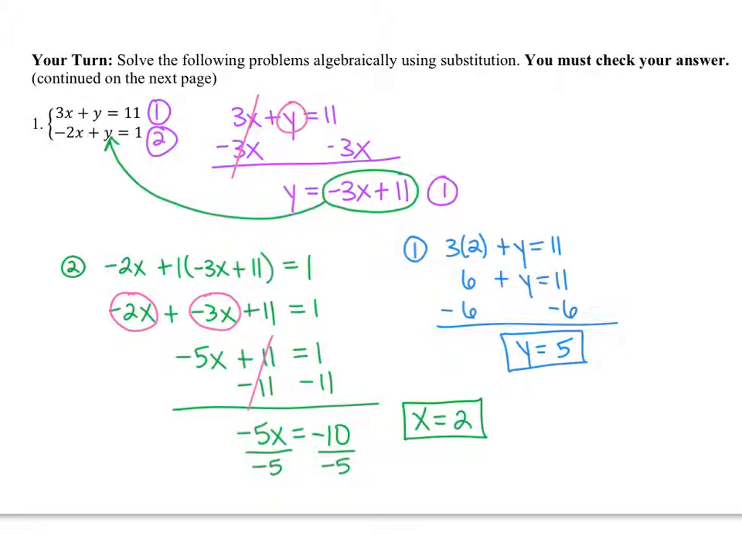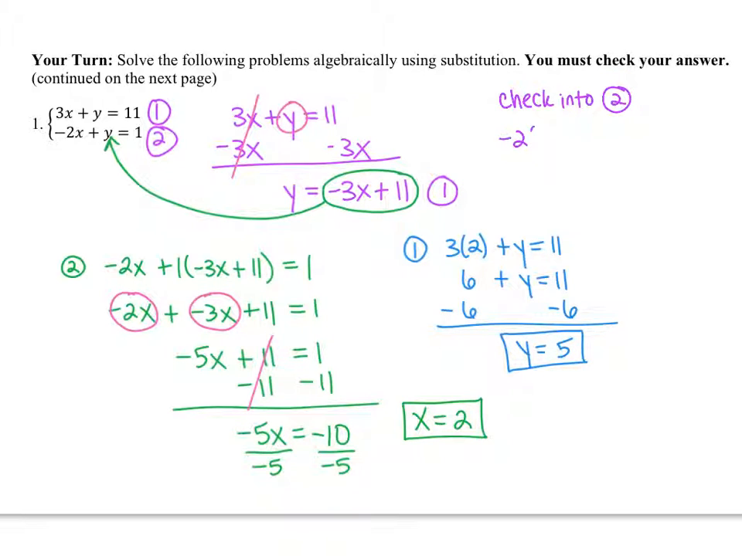Now when you check your answer, you need to check it in the equation you did not use to find the second variable. I used equation number 1 to find out what y was, so now I need to check in equation number 2. The reason is that I already know it works for equation 1, because I just plugged in 2 and got out 5. So we want to check it in the other equation. So let's write that we're going to check our answer here, and we're checking into equation 2.